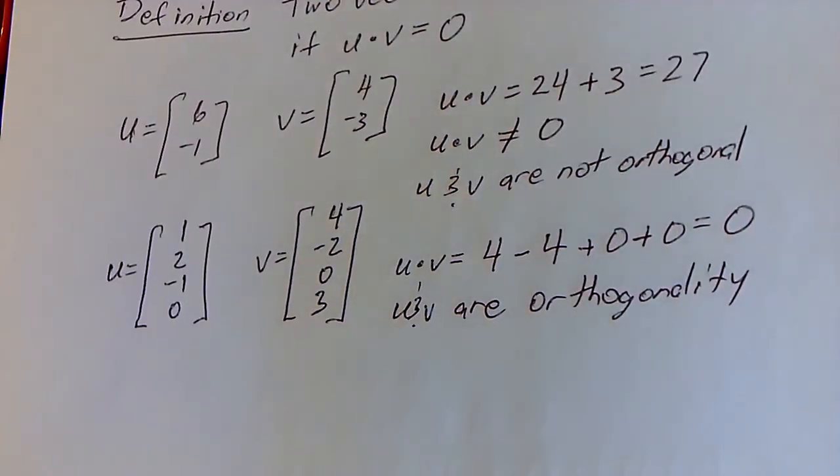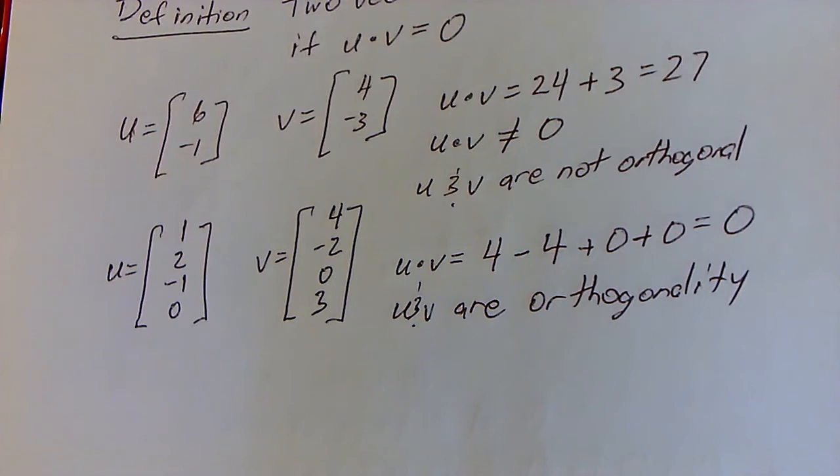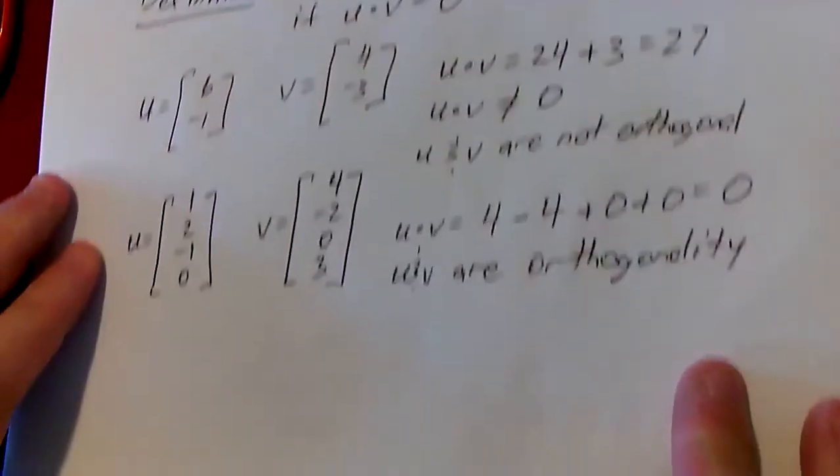Is the dot product 0? If the dot product is 0, the vectors are orthogonal. If the dot product is not 0, then the vectors are not orthogonal. Okay, it's that simple in terms of orthogonality. Okay, so I'll consider the relationship here of what it means to be orthogonal.